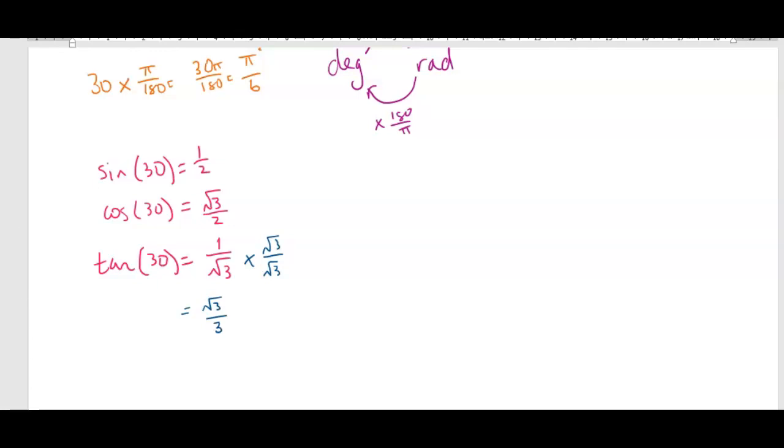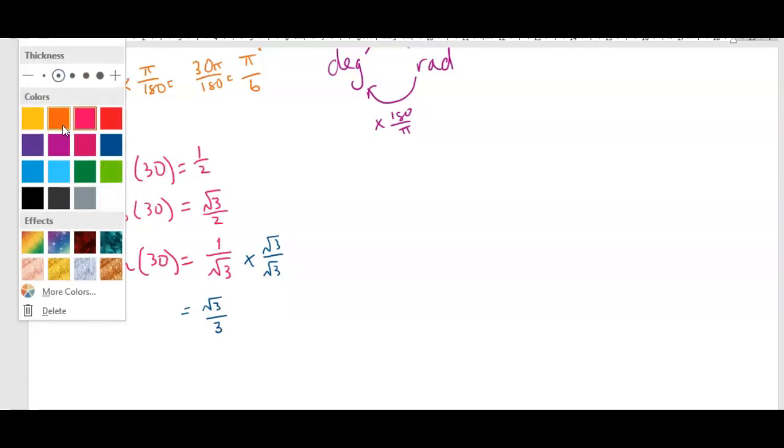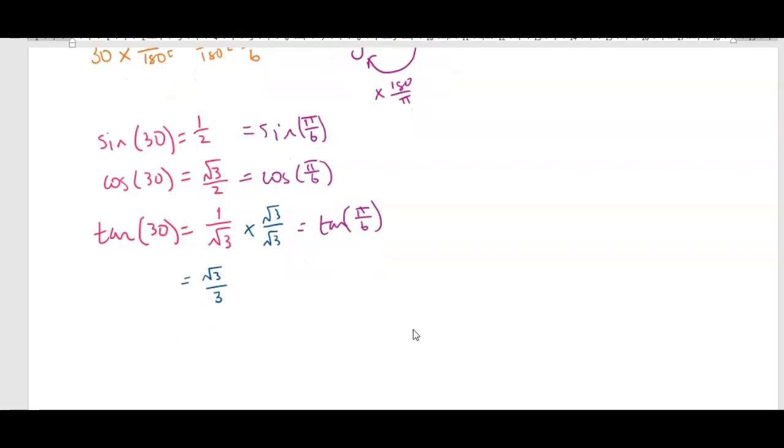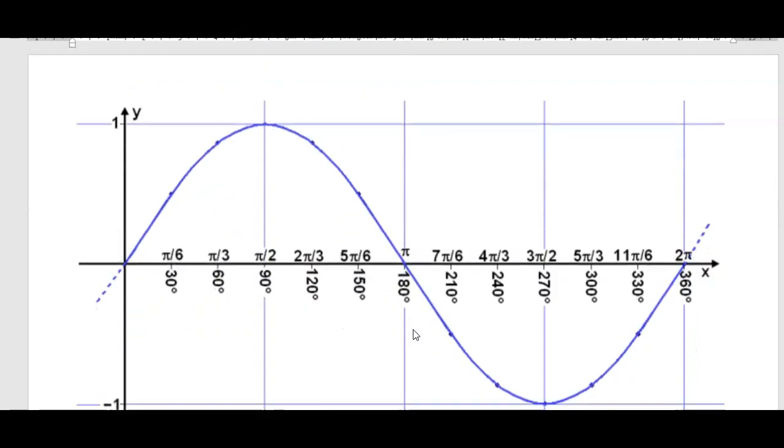And that's the same for all your radians. So I might just put on the side, this is equal to sine pi on 6. This is equal to cos pi on 6. And this is equal to tan pi on 6. Okay, so you can have the radian equivalent.